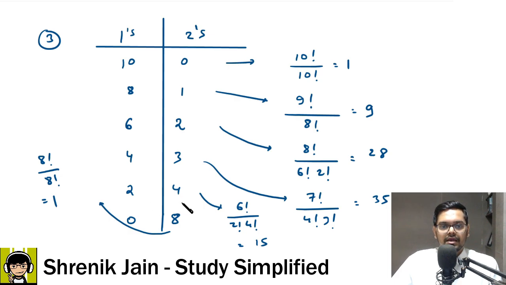Similarly, 2, 4 is the case. So 2 plus 4, 6 digits, 6 factorial ways. Divide by the repetition, 15 is the answer. And final case, 0 ones and all the 2s. Okay, so 8 2s if I take. Oops, this is a wrong case, because 8 times 2 you have, it would be 16, not 10. So summation 10 if you need, it should be 5.